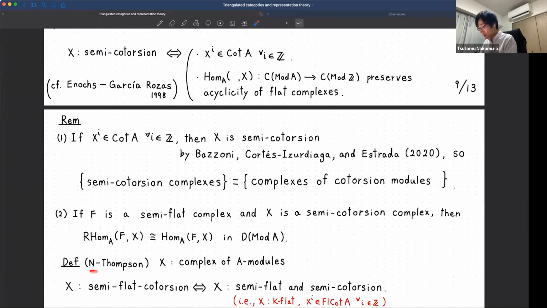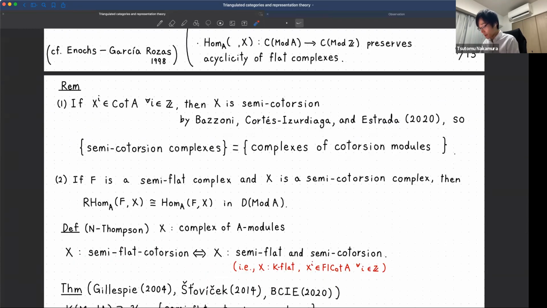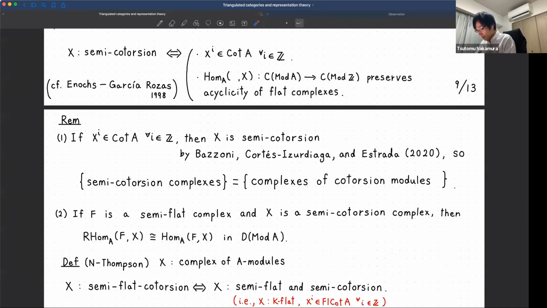And in our paper, we suggested the following terminology. X is semi-flat cotorsion if and only if X is semi-flat and semi-cotorsion. Namely, X is K-flat in the sense of Spaltenstein, and all components are flat cotorsion, thanks to this equality.